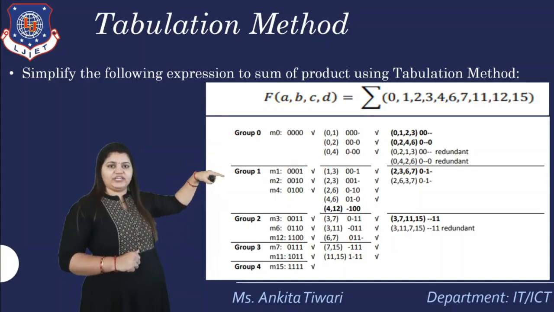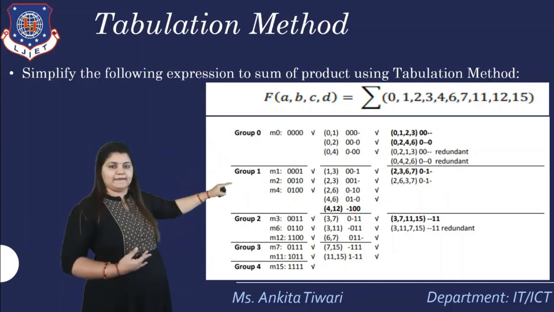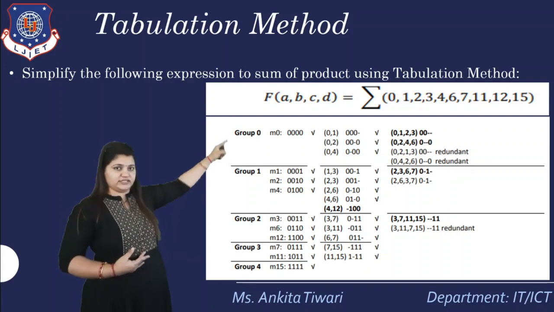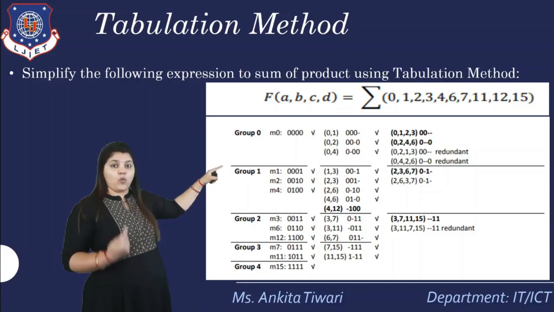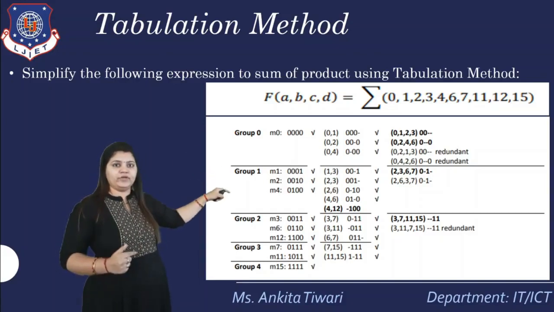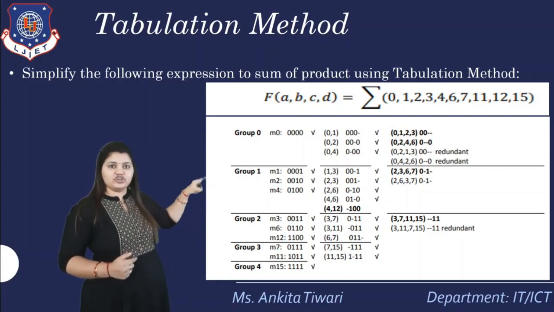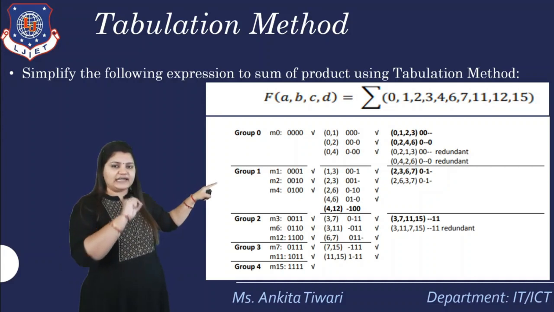For the second pair, we will make the combination and see whether it is possible or not. So 0 and 2, as you can see. 0, 0, 0, 0 is M0. M2 is 0, 0, 1, 0. So see, the 1st, 2nd and 4th positions are the same in M0 and M2. So 0, 0, then the third position differs, 0 and 1. So there we put a dash.